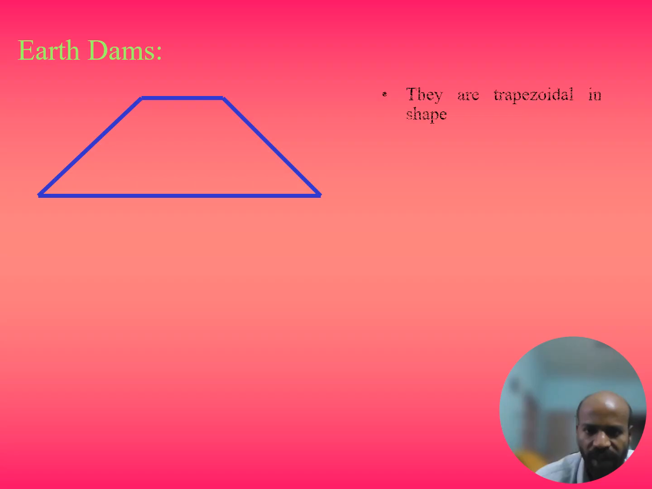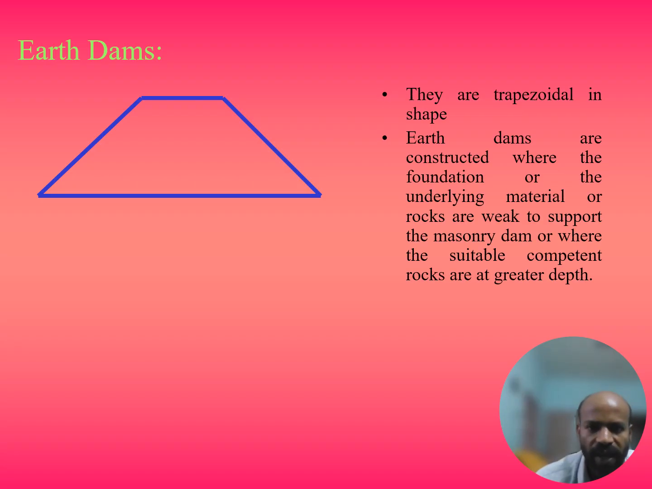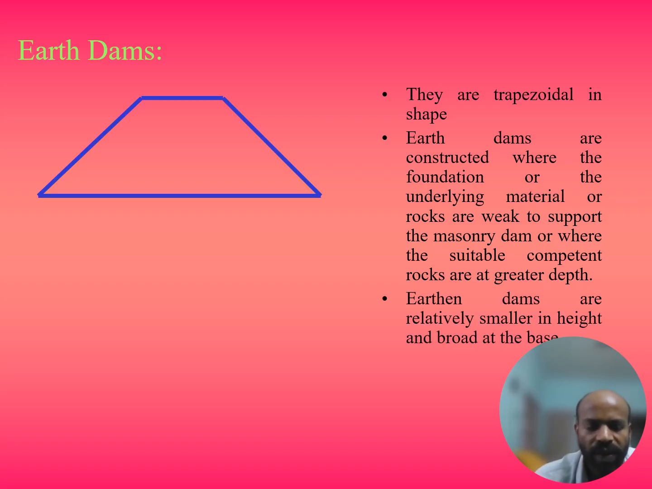Earthen dam is made of earth and it is trapezoidal in shape. And if the underlying soil is very weak and has low bearing capacity, earthen dam is preferred. When compared to the base width, its height is very less.